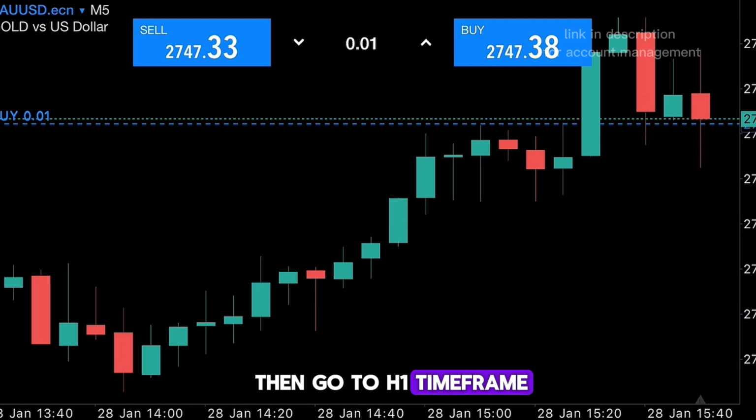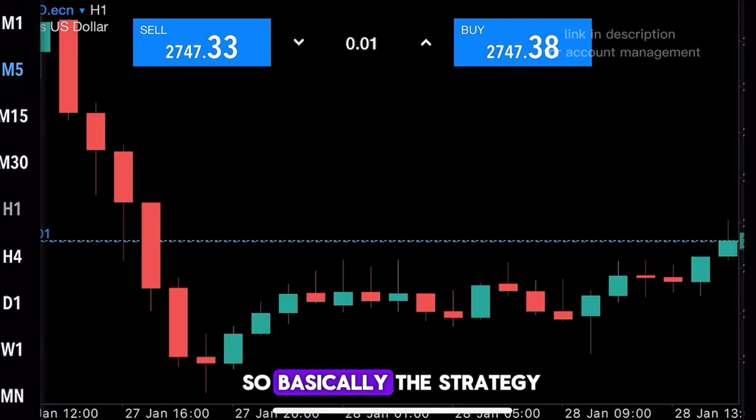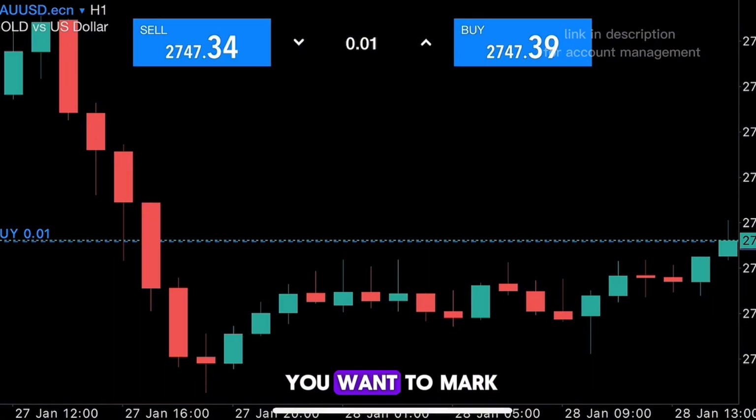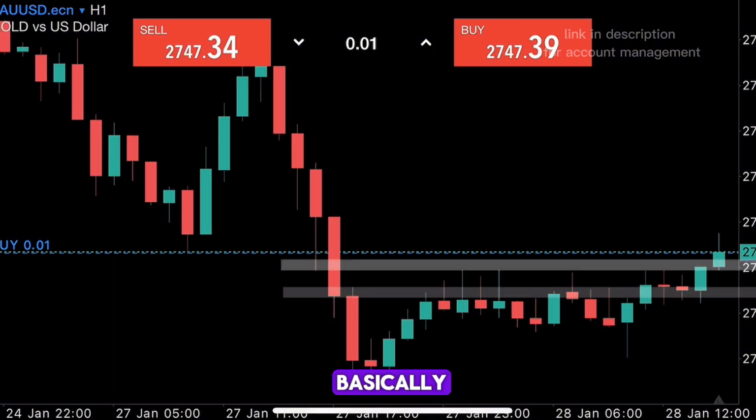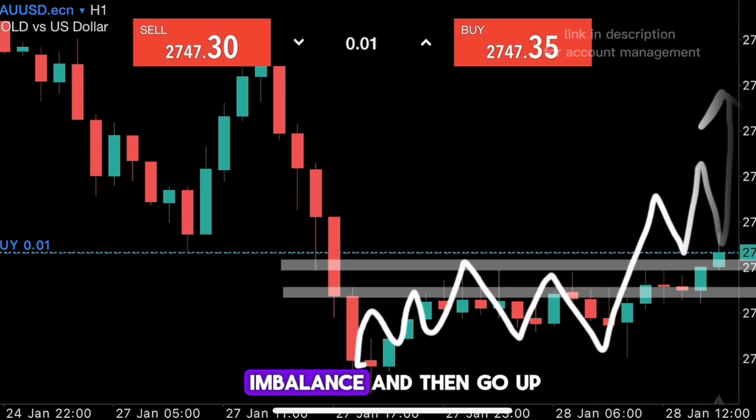Then go to the low H1 time frame and use inverse imbalance bounce, which is the third strategy. So basically how this strategy works is that you want to mark the imbalance there, which is 1, 2, and basically what you want to do is wait for price to bounce on that imbalance and then go up. That's it.